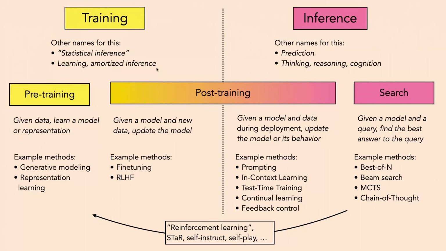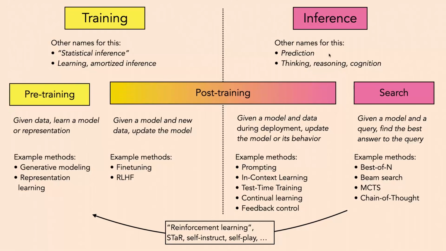A few of the terms could go under different categories. Okay, so training is also called learning. It's called statistical inference. And in machine learning, we might call it amortized inference. Inference is about solving a problem, and training learns a set of weights that directly solves the problem without having to go through the step-by-step reasoning process. So it's like amortization of the more extended thinking inference process.